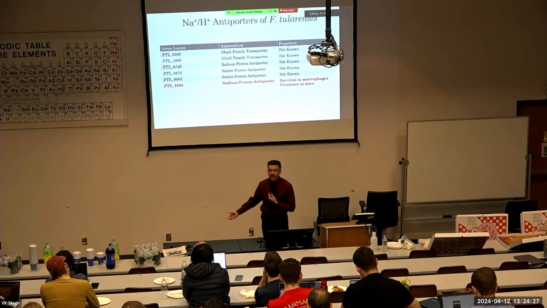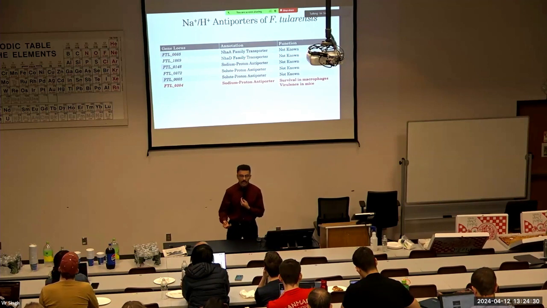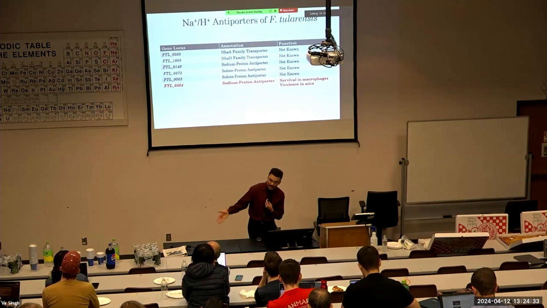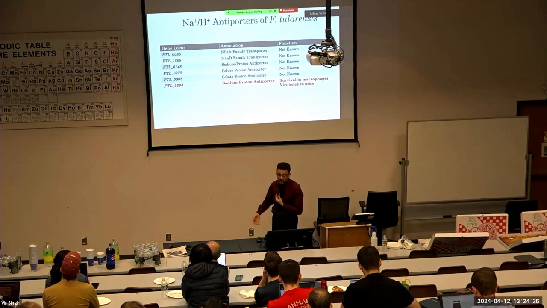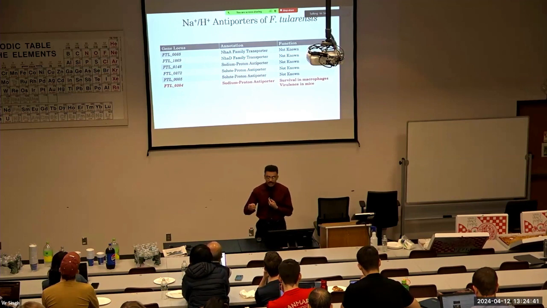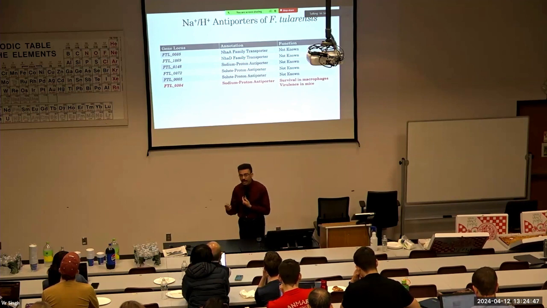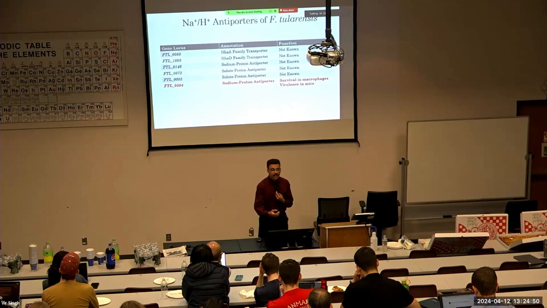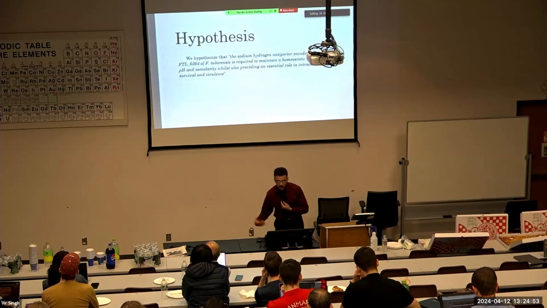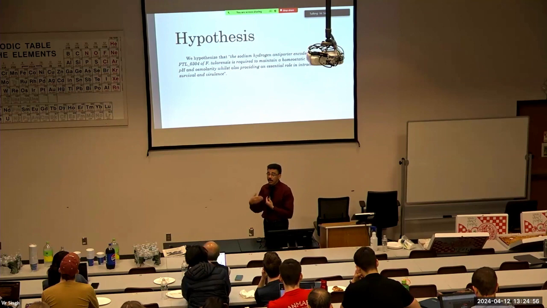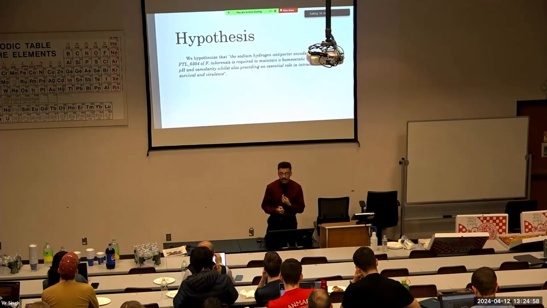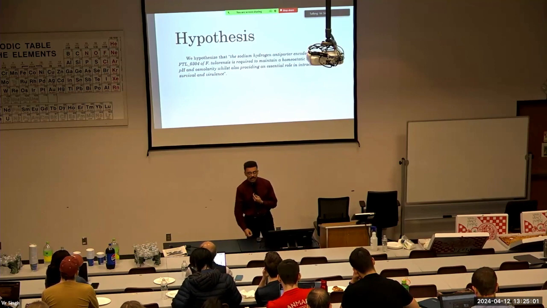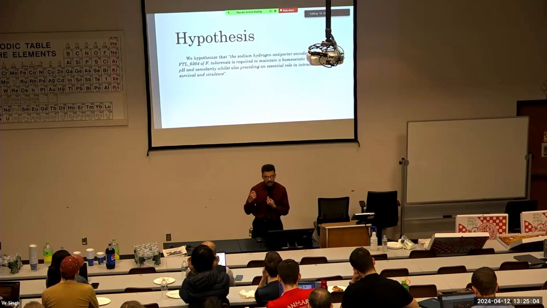And now for Francisella, we know that it encodes 6 of these sodium hydrogen antiporters, and we don't know what 5 of those antiporters actually do. The one that we do know, FT0304, the one that we are looking into in this study, is shown to have an effect on survival within the macrophages and on virulence in mice. So, since we know that FT0304 does this, we hypothesized that the sodium hydrogen antiporter encoded by FT0304 of Francisella tularensis is required to maintain a homeostatic balance of pH and osmolarity, whilst also providing an essential role in intracellular survival and virulence.